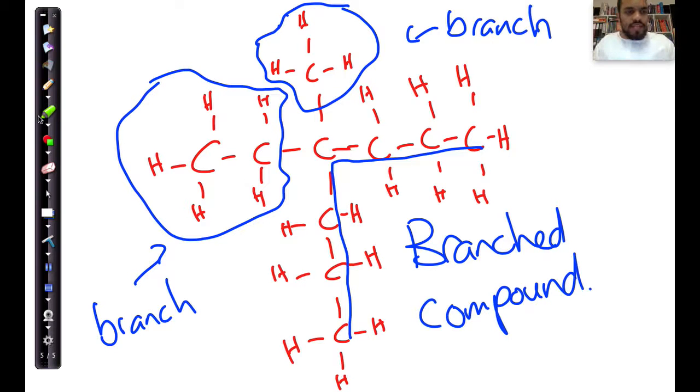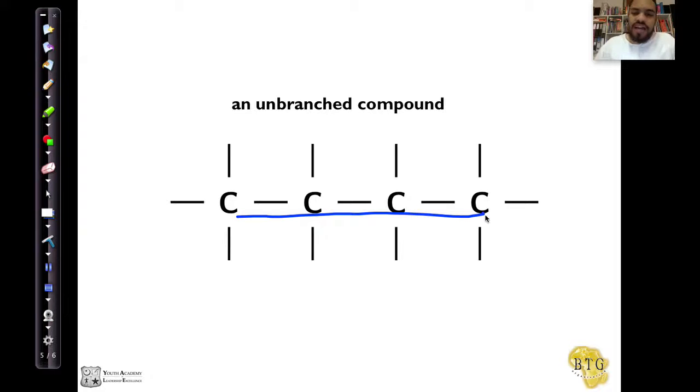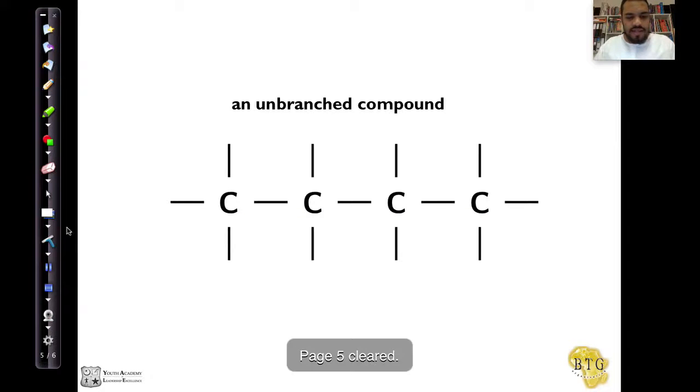Righto. Let's move on to the next slide. Okay, so that's an unbranched compound. An unbranched compound is one in which, if I move like so and I cover all the carbons, I don't need to move back on that line in order to find the other carbons. Right, so let's just clear that and go to the next page.